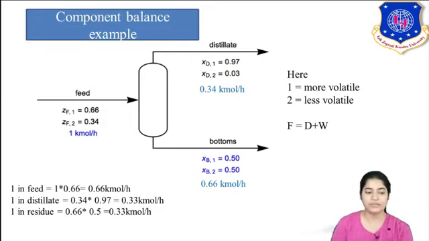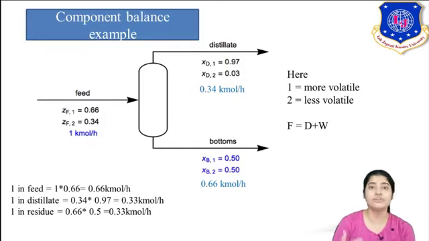So how will you calculate 1 in feed? This is the component balance now. The overall balance is F equal to D plus W. For the component balance, 1 in feed: F is 1 kilomole per hour. F into the mole fraction of 1, that is 1 into 0.66, equals 0.66 kilomole per hour. This 0.66 kilomole per hour is the amount of component 1 in the feed.